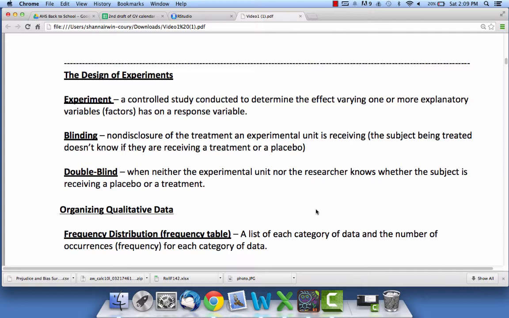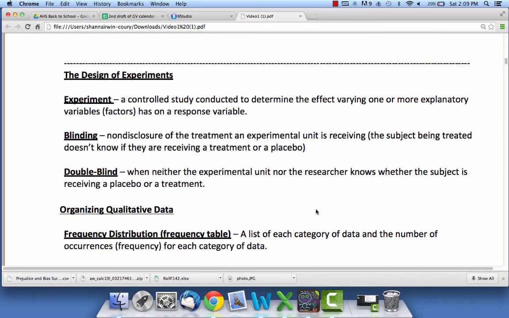So for the design of experiments, an experiment is a controlled study. I mentioned before you're trying to control for factors that might confound your results. So you want to make your treatment population and your control population look as similar as possible in every way except the explanatory variable that you are affecting.